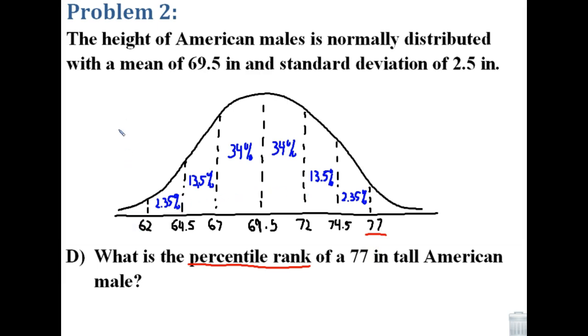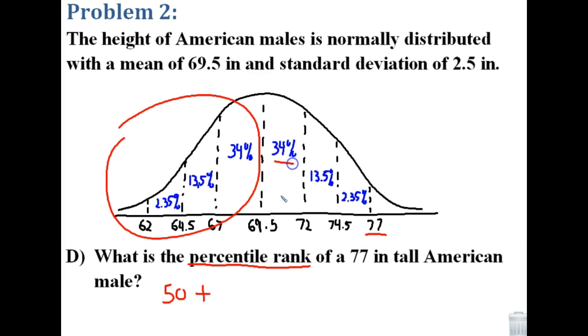percentages below it. I can take care of the first half of the graph by just knowing that 50% is below the mean. So if we go 50 plus the 34, plus 13.5, plus the 2.35, add all that together, we get 99.85. So we'd say the percentile rank of a 77-inch tall American male is 99.85. In other words, 99.85% of the population is below that height.